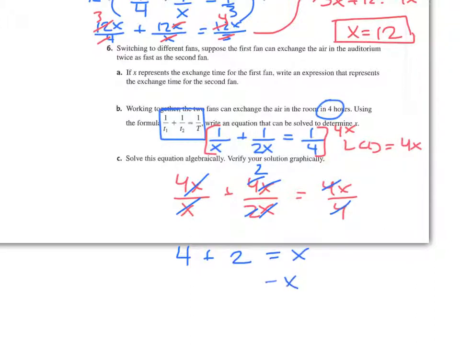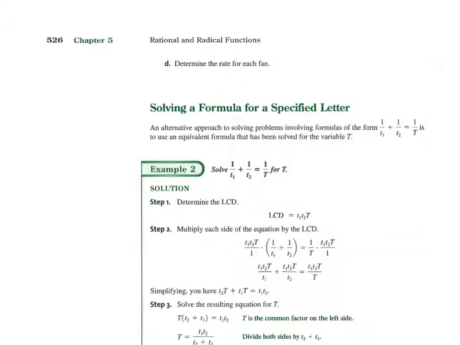So x is 6. So the first fan can do it in 6 hours, and then the other fan could do it in 12, twice as much. And you can check that one doing it graphically. So I'm going to let you go through this one.